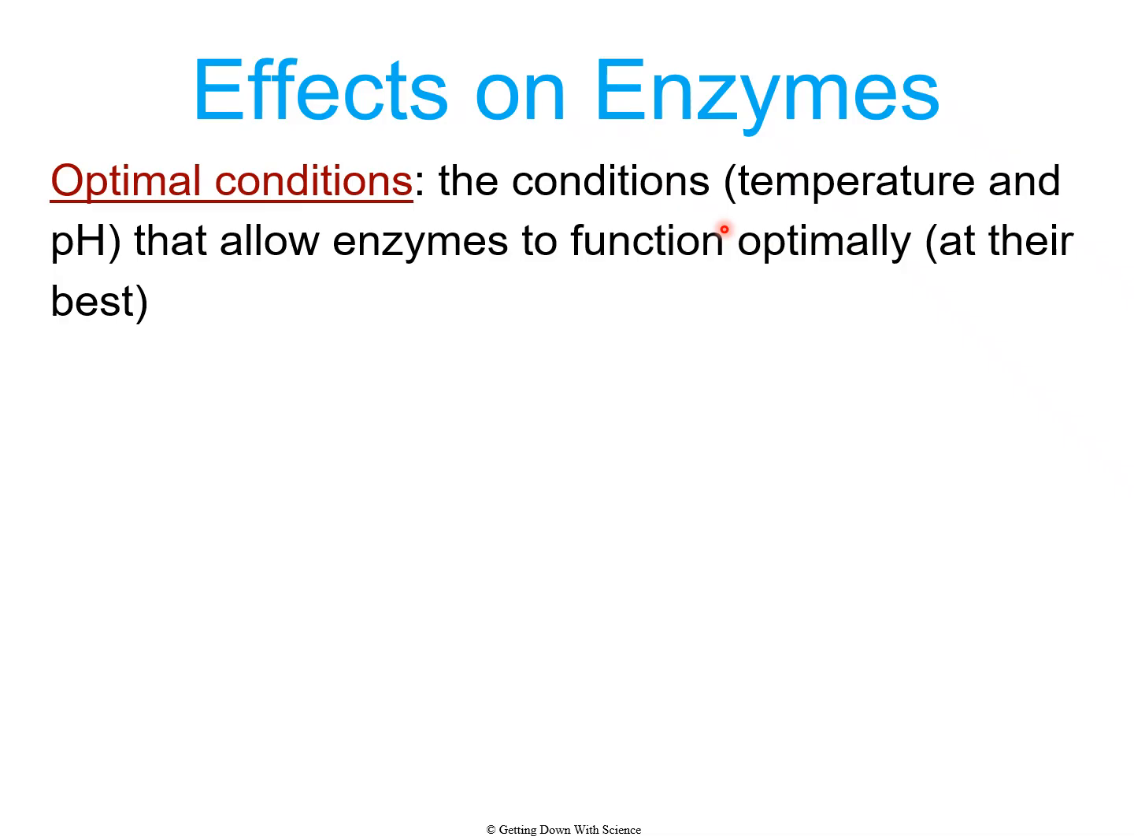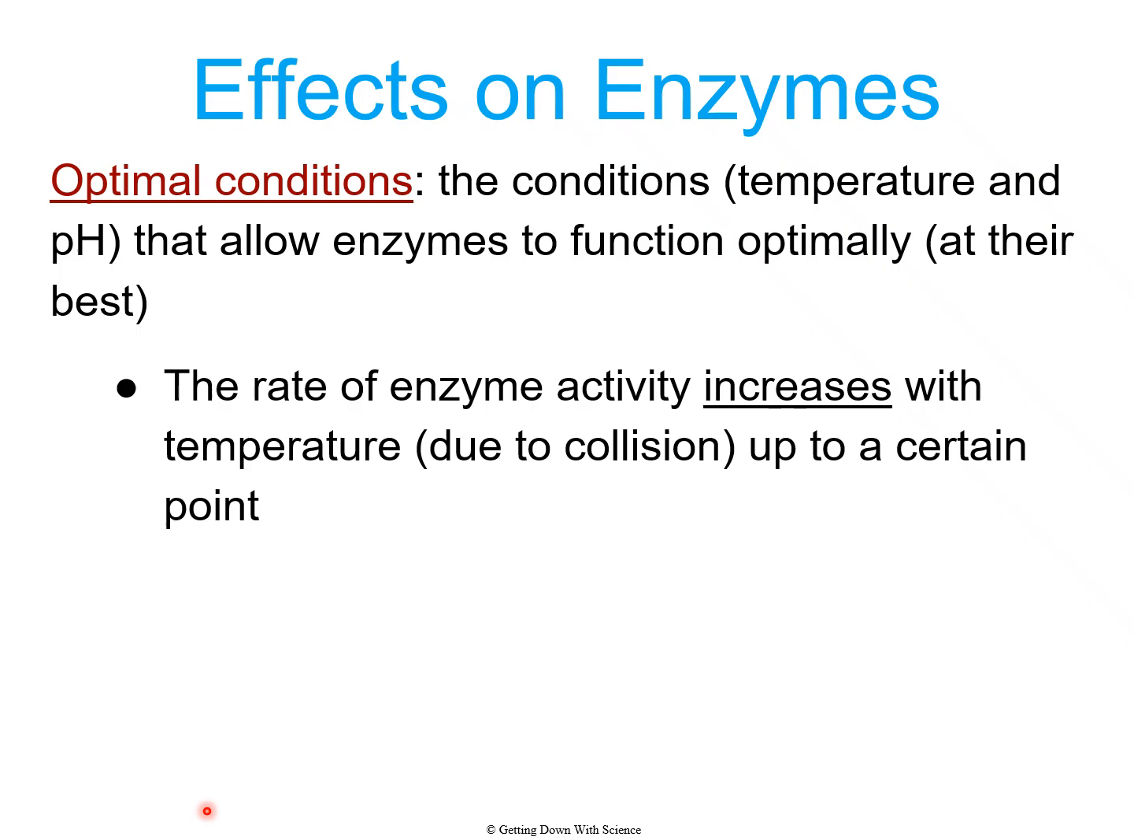requires a more alkaline environment, or a more basic environment, in order to function. Now, those are what we call optimal conditions. So, what is the favorable temperature for each enzyme and the favorable pH that allows enzymes to work best? It differs from enzyme to enzyme.